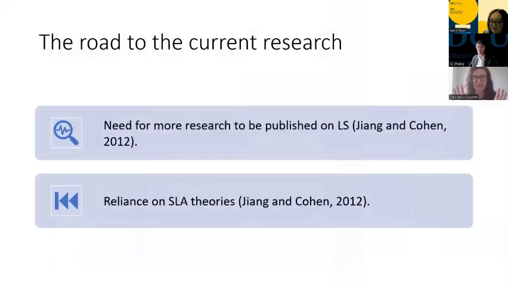So take a little break from this kind of heavy definition, and we'll look at the road to the current research and kind of what led us to this point. So we saw that there is the need for more research to be published on the learner strategies, and it's also been reported in the research that this needs to happen. And then kind of interlinked with that, there is the reliance on the second language acquisition theories as well. So not really taking into consideration the unique characteristics of the Chinese language, which would be useful for us to learn about.